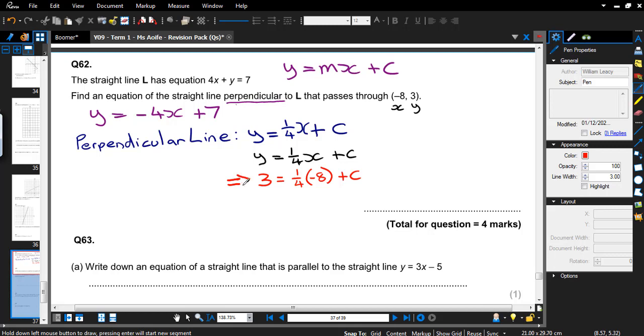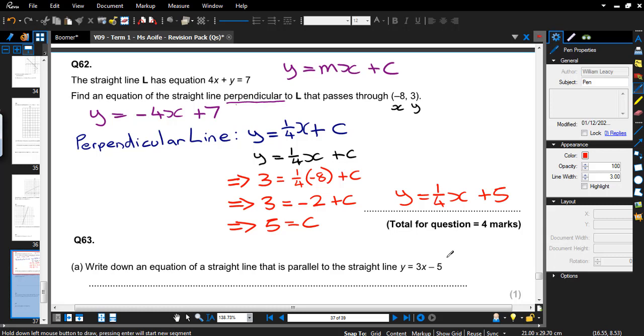So that implies 3 equals -2 plus c, since 1/4 of 8 is 2, so 1/4 of -8 is -2. That implies 5 equals c. Bring that across, it comes positive. So we just go into our equation and stick that in. So y equals 1/4 x plus c, which is 5. Boom, done.